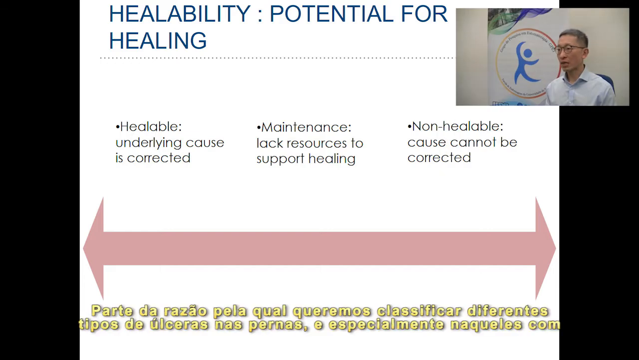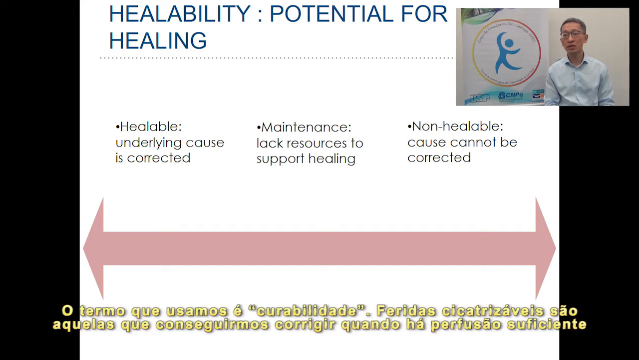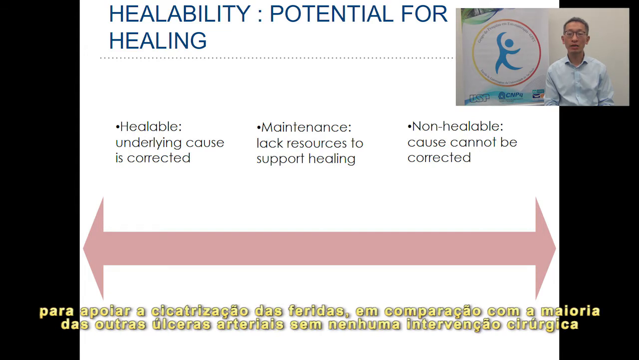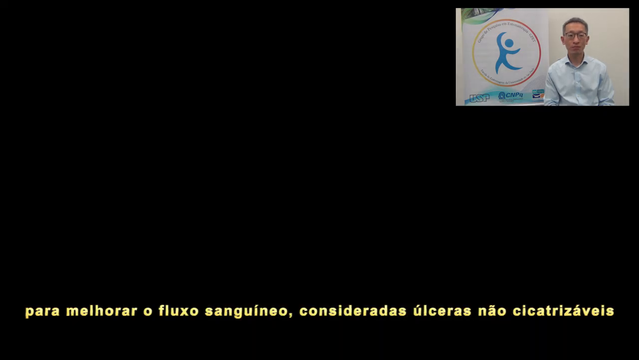Part of the reason why we want to classify different types of leg ulcer, and especially with arterial disease due to poor perfusion to the skin and ulcers, is to determine the potential for healing. The term we use is healability. Healable wounds are ones where we can correct all the etiologies and there's enough perfusion to support wound healing, versus most of the arterial ulcers without the interventions, meaning without any surgical interventions to improve blood flow, which we would consider to be non-healable ulcers.